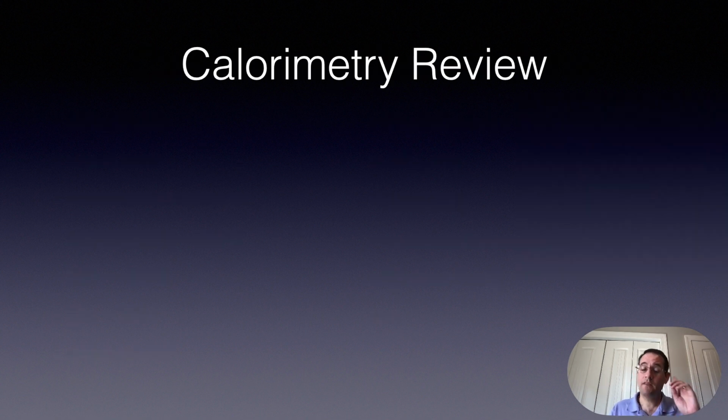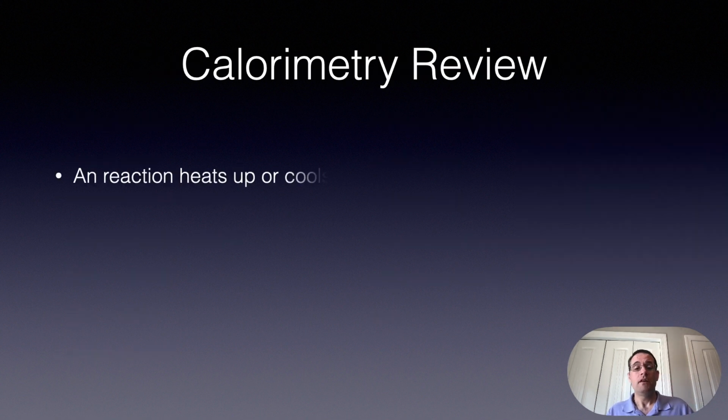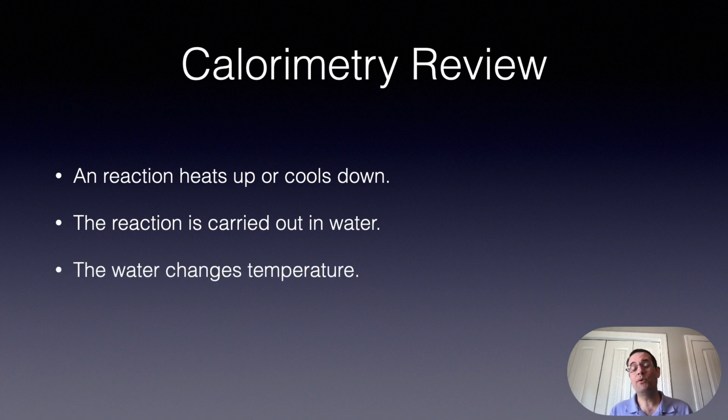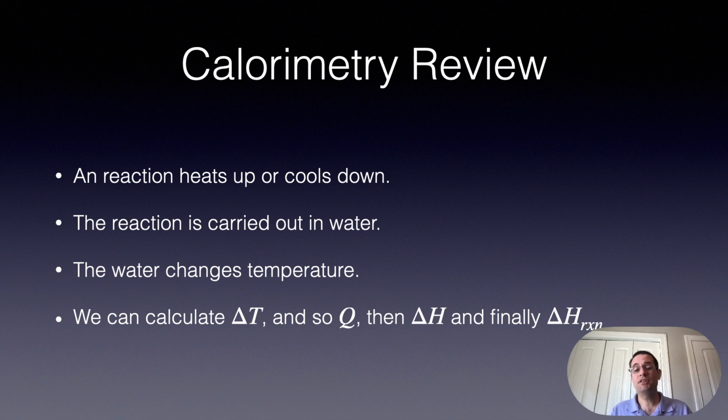Let's review the concepts here. If a reaction heats up or cools down, and the reaction is carried out in water, the water is very simply going to change in temperature. So we can calculate the change in temperature, we can calculate the heat flow, we can calculate delta H, and finally the heat of reaction. So this is absolutely a great technique for figuring out the heats of many different chemical reactions.